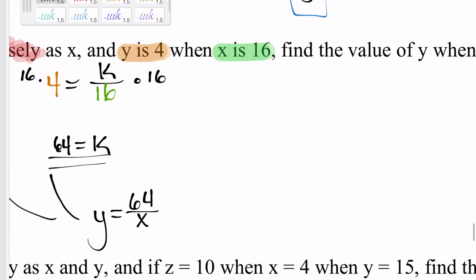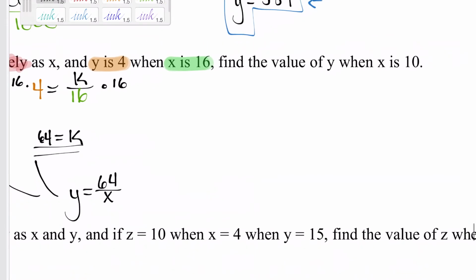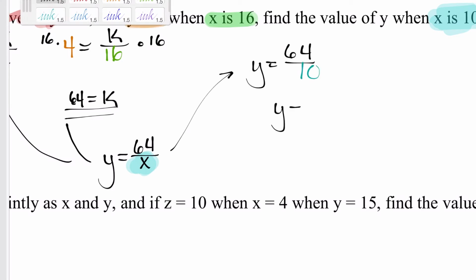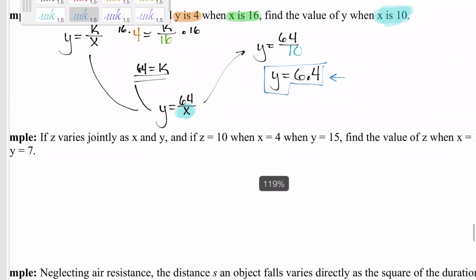Now I have my new equation with my k value. So the last thing they want me to do, they're like, oh, hey, by the way, we want you to figure out what y is when x is 10. So now that I've got this new handy dandy formula, I'm going to plug in a 10 for my x and solve for the y. Why? Because I said so. And then we're done. These are pretty nifty if I do say so myself.